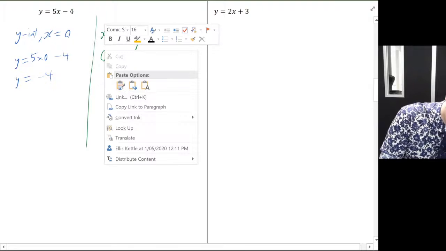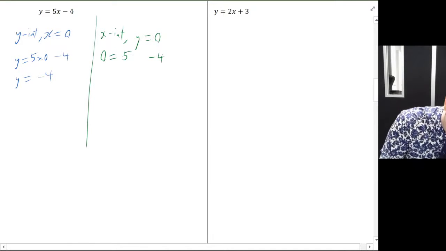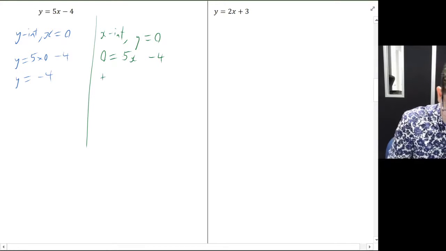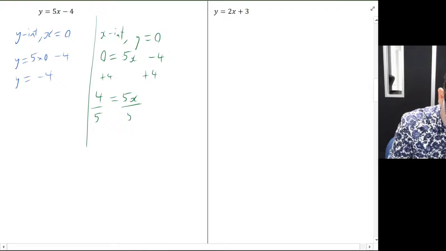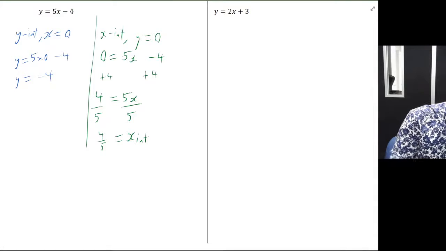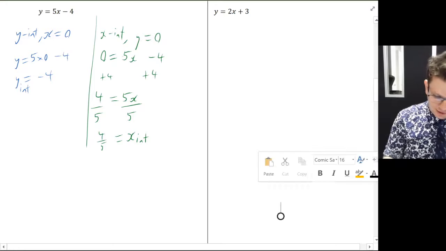0 is equal to, no, 5x, sorry. Add 4 to both sides. Divide both sides by 5. And I'm left with 4/5 is equal to my x-intercept. Forgot to write int up here as well. Alrighty, so I've now got that information.